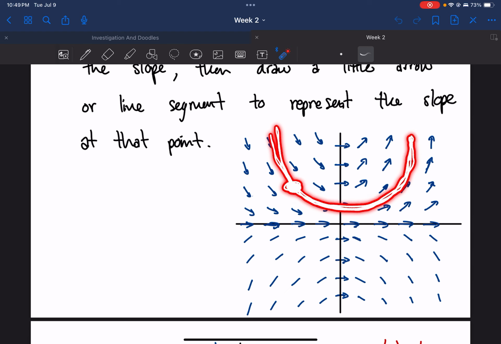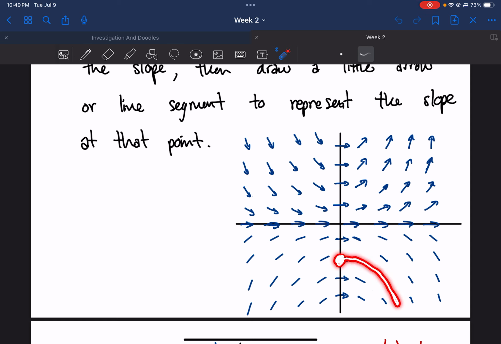That is the solution. Now, if I pick a different initial point, let's say I pick a point right here on the y-axis, 0, -2. All I need to do is follow the flow of the direction field. And that is my sketch of a solution curve passing through this point, 0, -2.